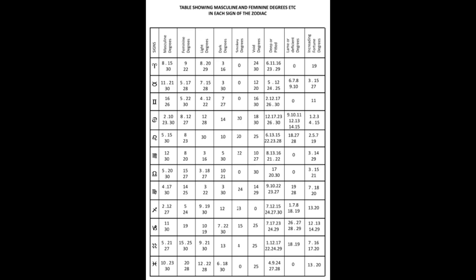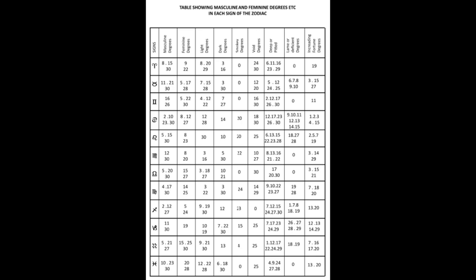By consulting the second column of the table, you can determine whether these degrees are masculine or feminine. If they are in masculine degrees, you can conclude that the party in question is likely to be male, and if they are in feminine degrees, you can infer a female party. For example, the first 8 degrees of Aries are considered masculine. The 9th degree is feminine, and so on for all the signs.